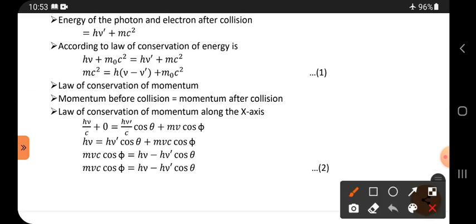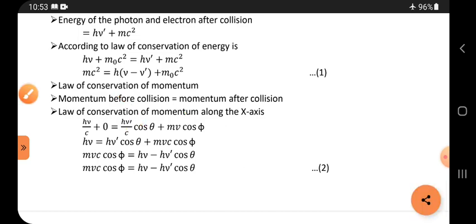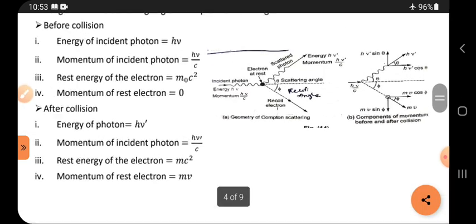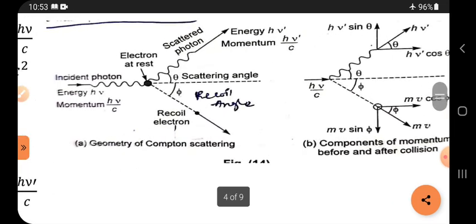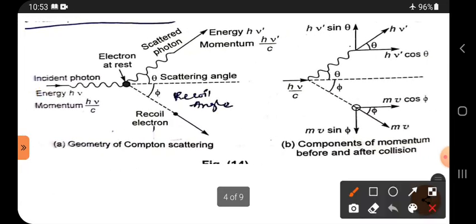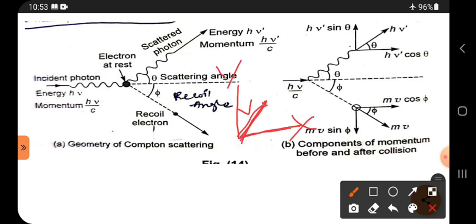See what I said: h nu dash by c into cos theta, and cos phi comes. Why have cos theta and cos phi come? What is the reason? Now check it. Everybody knows about the resolution of vectors. Suppose one body is moving in this direction with a certain velocity v. What is its component along the x-axis and what is its component along the y-axis when it makes angle theta? I will apply this concept here.